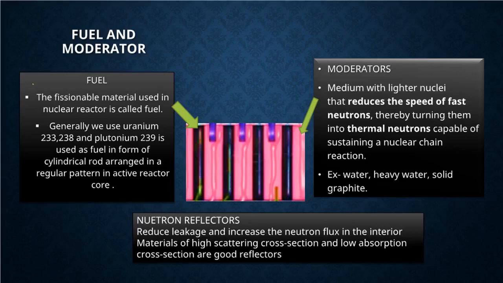Water, for an example, in Apsara reactor in BARC, Mumbai, heavy water in some other reactors in India, and solid graphite are some of the moderators used. Yet another component is reflectors. By the use of reflectors on the surface of reactors, leakage of neutrons can be very much reduced and the neutron flux in the interior can be increased. Materials of high scattering cross-section and low absorption cross-section are good reflectors.